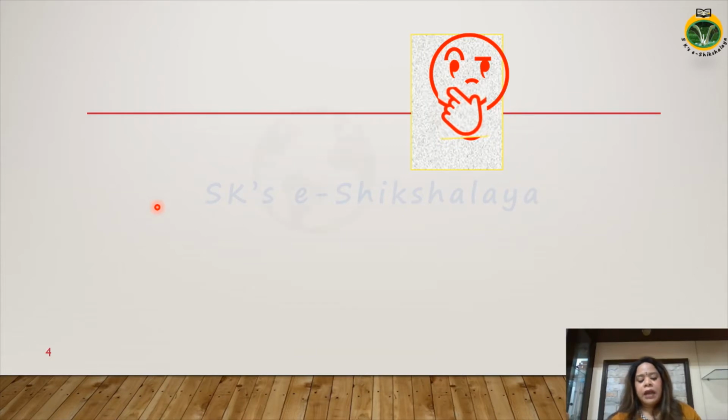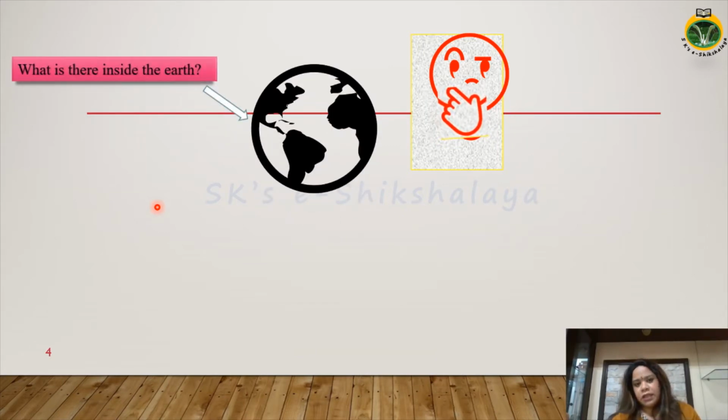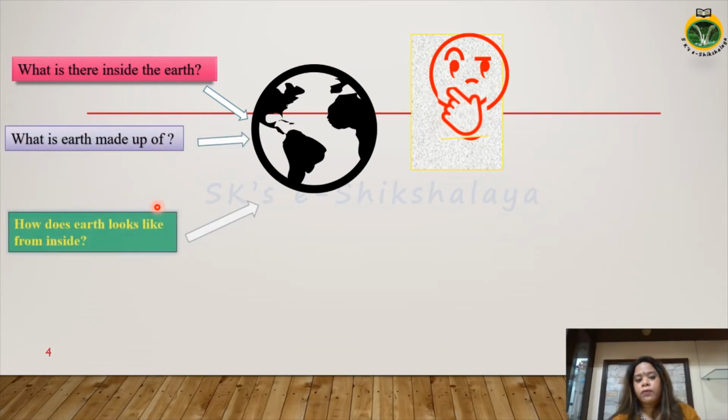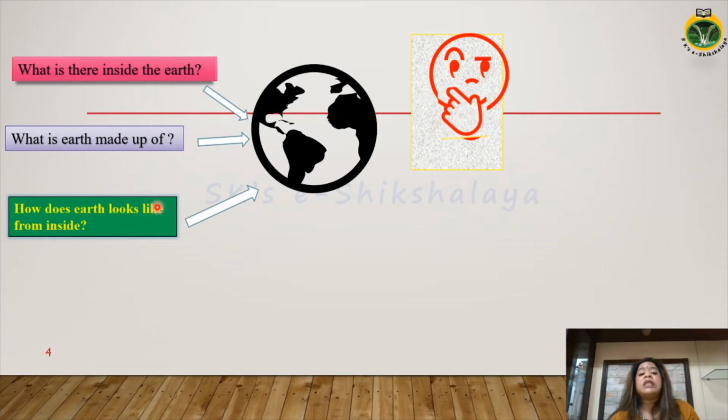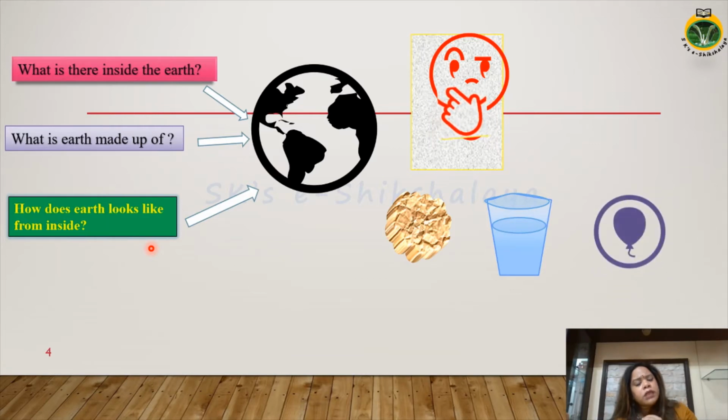You must have often thought about what is there inside the earth. What is earth made up of? How does earth look from inside? Can I say that earth is a single piece of rock? Or is it filled with liquid? Or is it filled with gas?